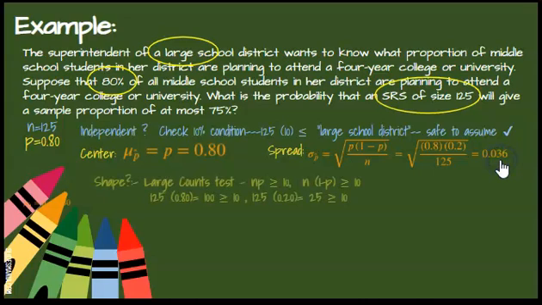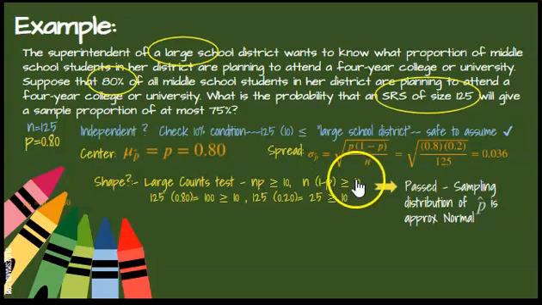Now, the question asks us to find a probability, but I need to know what shape this is. Is it normal specifically before I can proceed? So I have to do the large counts test to check that. So n times P has to be greater than or equal to 10, and n times the complement of P has to be greater than or equal to 10. So I run the numbers. 125 times 0.8 is 100. That's more than 10. 125 times 0.2 is 25. That's greater than 10. So because they both are greater than 10, it passed the large counts test.